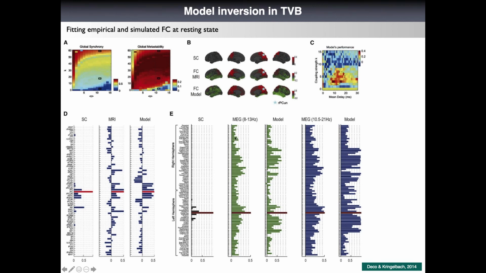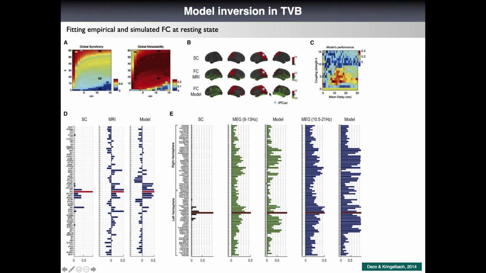For instance, what they do here, they choose a specific region as seed, and they look at the strength of correlations to all other regions for two different bands of MEG. And they do that for the empirical data, and they do that also for the model. And you can see visually how well the model represents the data.